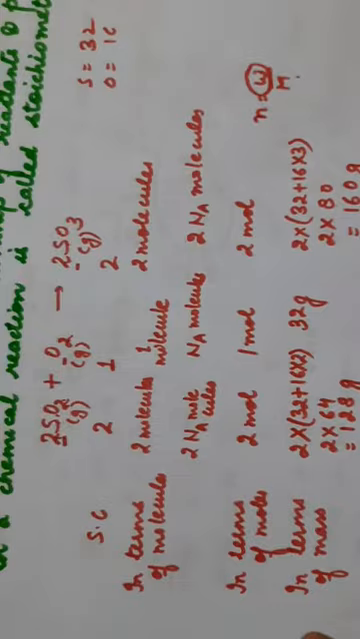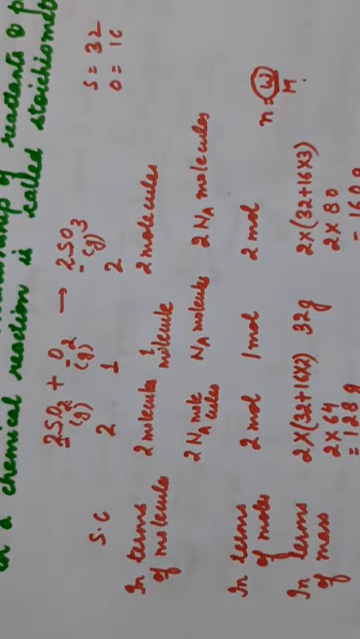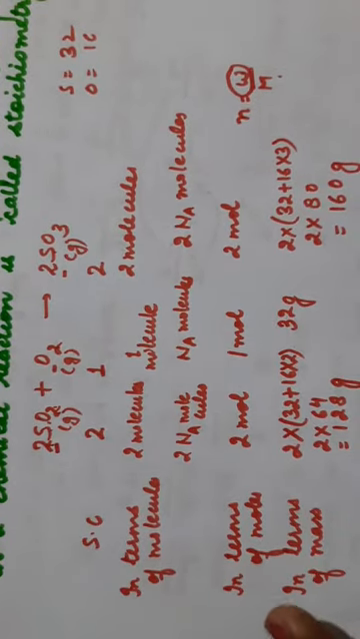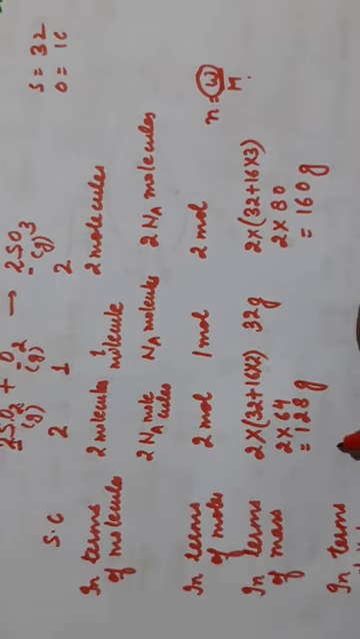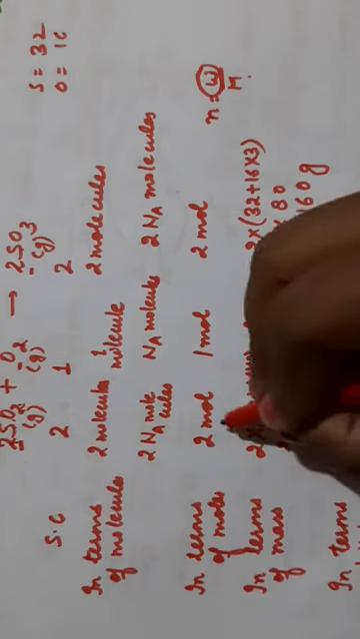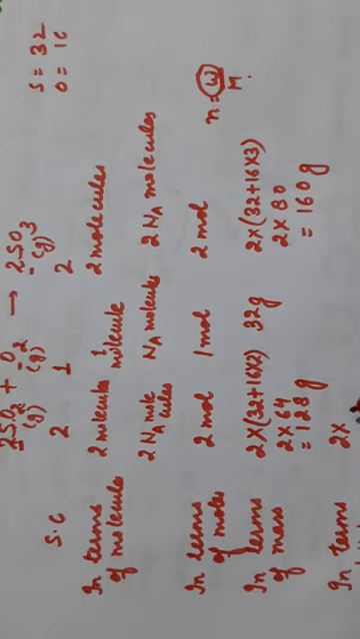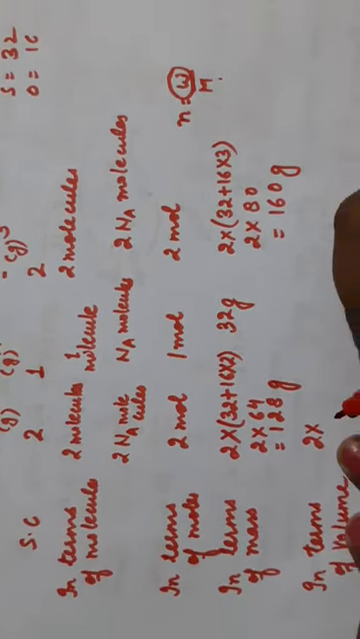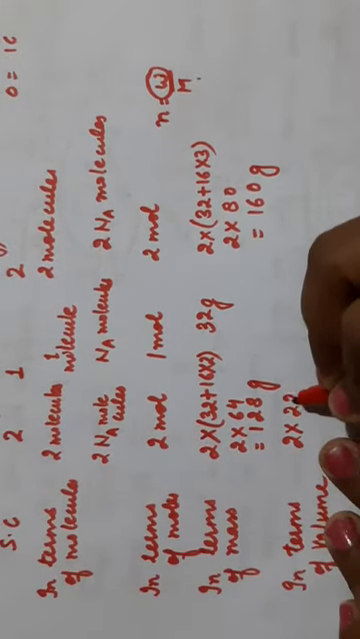In terms of volume, see all these are gases, so we can write the relation in terms of volume also. So we can write what is the volume of 1 mole of a gas at STP. It is equal to 22.4 liter. So in terms of volume we can write 2 into 1 mole. For 1 mole of gas the volume occupied is 22.4 liter. So for 2 moles the volume will be 2 into 22.4 liter.